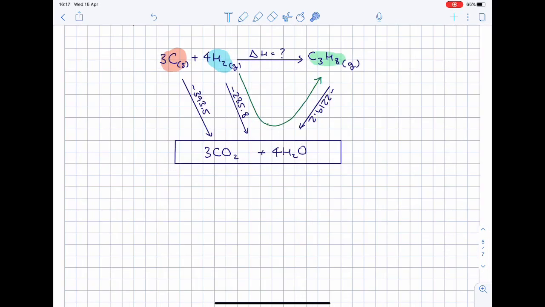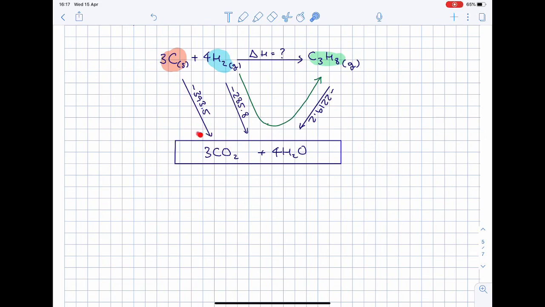So hopefully you can see that the cycle we produce represents enthalpy of combustion of carbon to form carbon dioxide, and also enthalpy of combustion of hydrogen to make water, and enthalpy of combustion of propane represented by this arrow to form water and carbon dioxide.